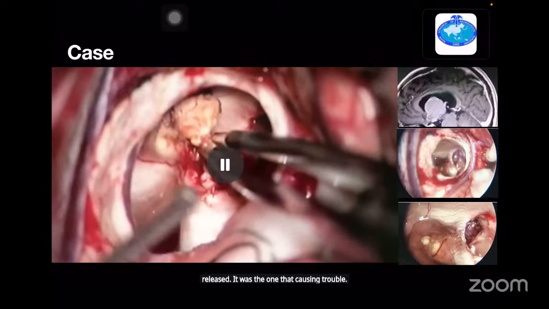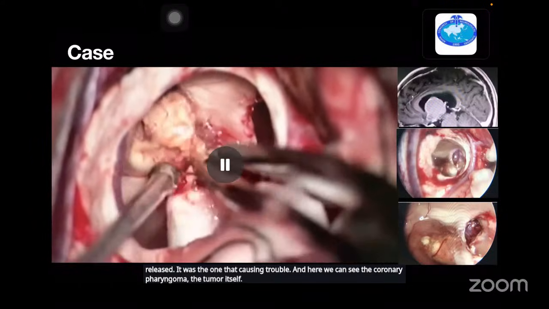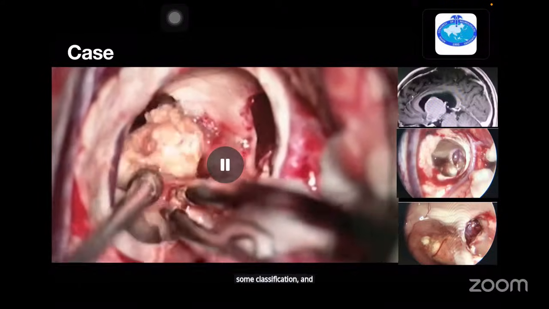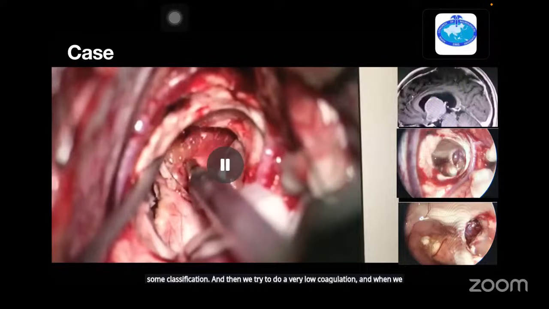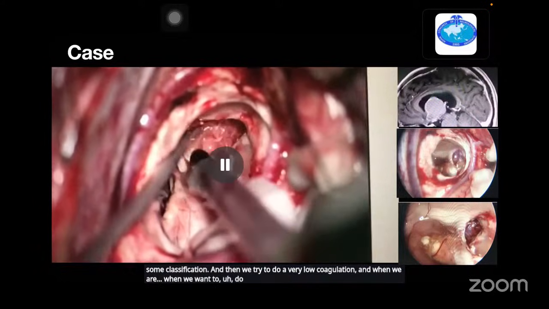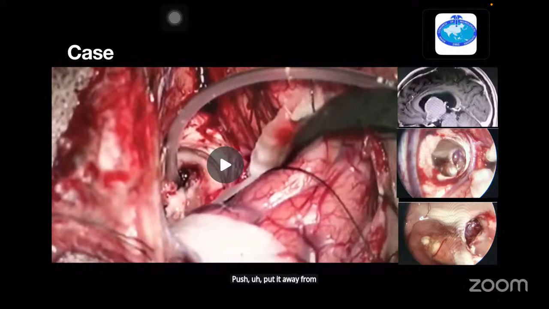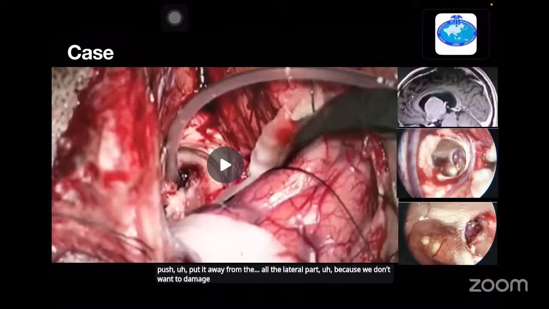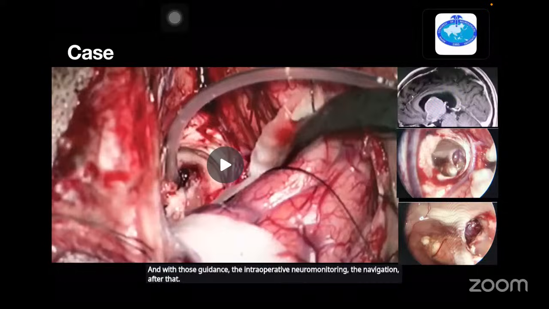And here we can see the craniopharyngioma, the tumor itself, with some calcification, and then we try to do very low coagulation. And when we want to do the coagulation, we try to put it away from all the lateral parts, because we don't want to damage the important structures in the midline. With that guidance, the intraoperative neuromonitoring and the navigation, after that we can remove most of the tumor.